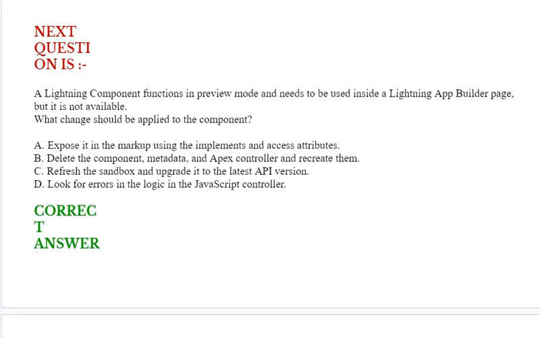Next question is, a Lightning component functions in preview mode and needs to be used inside a Lightning App Builder page, but it is not available. What change should be applied to the component? Option A. Expose it in the markups using implements and access attributes.